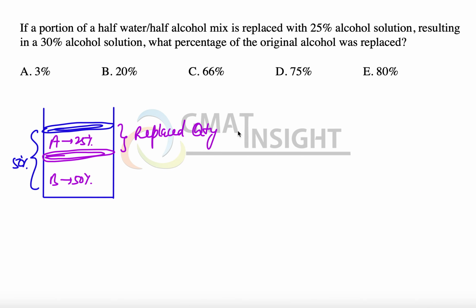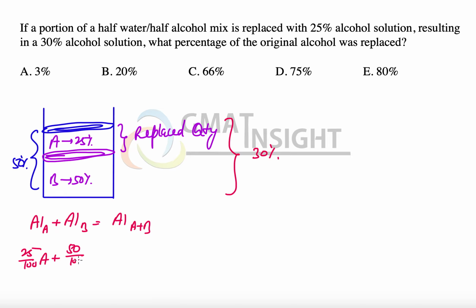and the final amount of alcohol in the mixture is equivalent to 30% because finally we have a 30% alcohol solution. So let's quickly form an equation. The equation will simply be alcohol of A plus alcohol of B should be equal to the alcohol in the final mixture A plus B. Alcohol in A is 25% of A, alcohol in B is 50% of B, and that is equal to 30% of A plus B. Let's simplify these equations, and simplification gives us 5A is equal to 20B, which finally gives us A upon B is equal to 4 over 1.